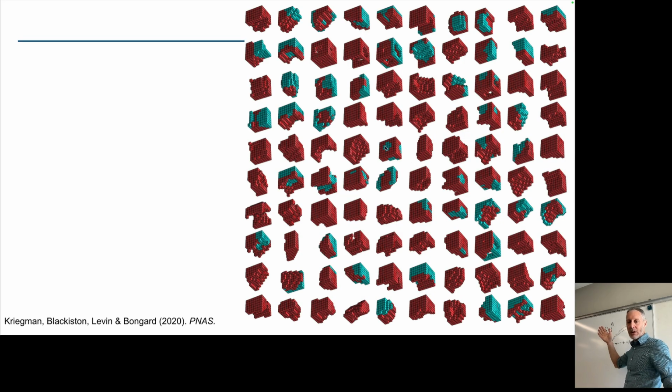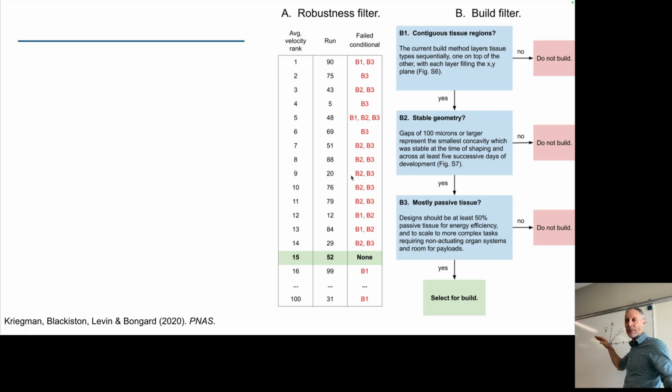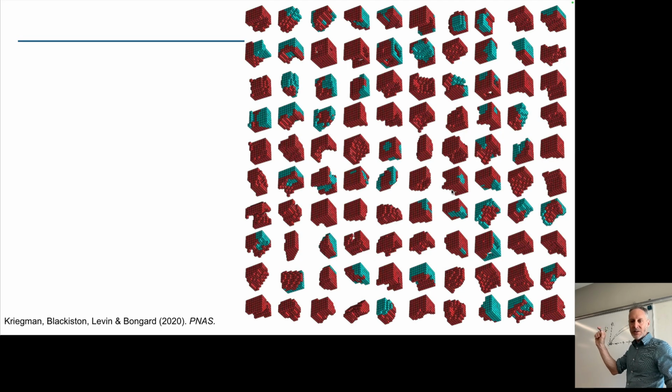So for example, where's our example here? This doesn't really have contiguous tissue, this one either. These ones got knocked out of consideration. The others, we went on, do they have a stable geometry? So, little technical detail, gaps of about 100 microns. So where's a gap of about 100 microns? There's a gap of about 100 microns.